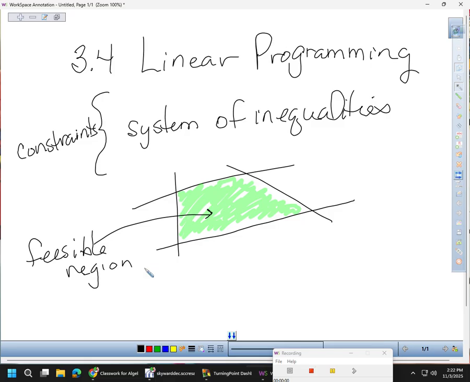Okay, the feasible region. Now, around that feasible region, we have 1, 2, 3, 4 corners. These corners are called vertices. You should know that from geometry last year.